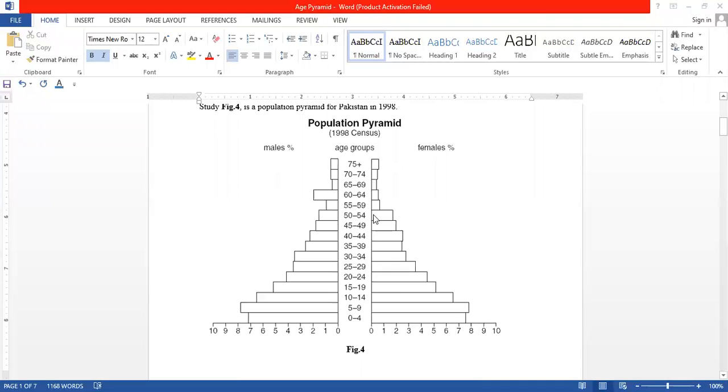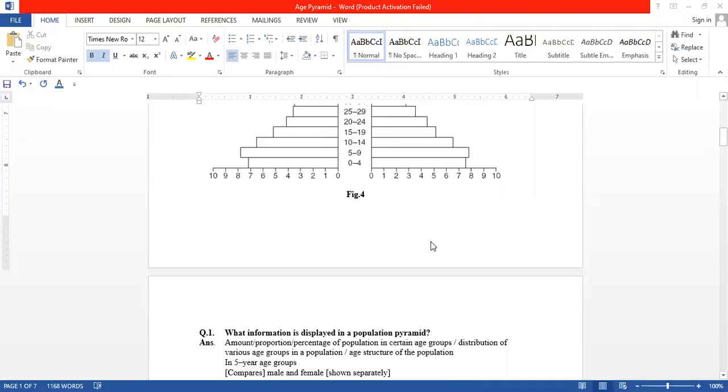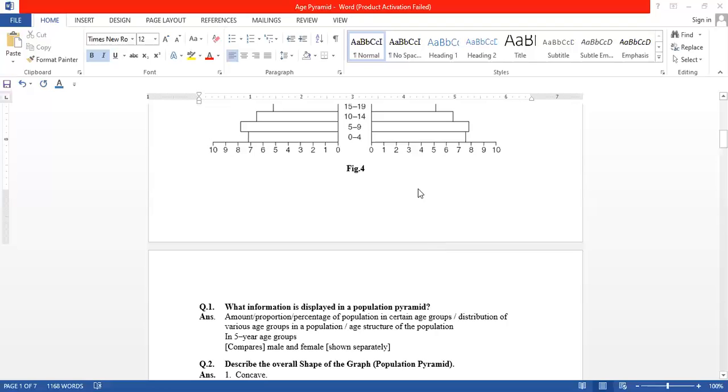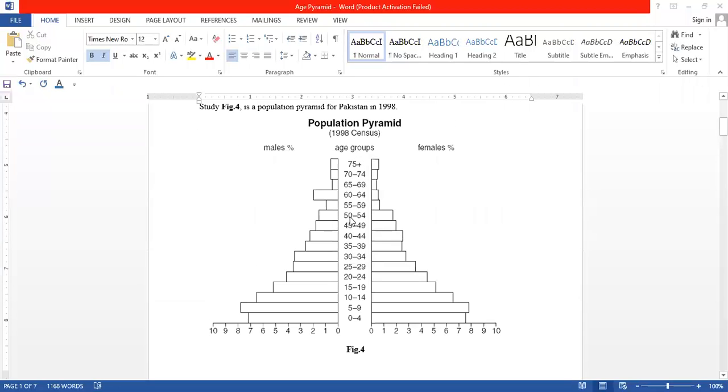The next one is according to this age pyramid, the first question, because step by step we shall solve some sample questions for better understanding. According to this age pyramid that you are watching in figure 4, what information is displayed in a population pyramid? That is simple.